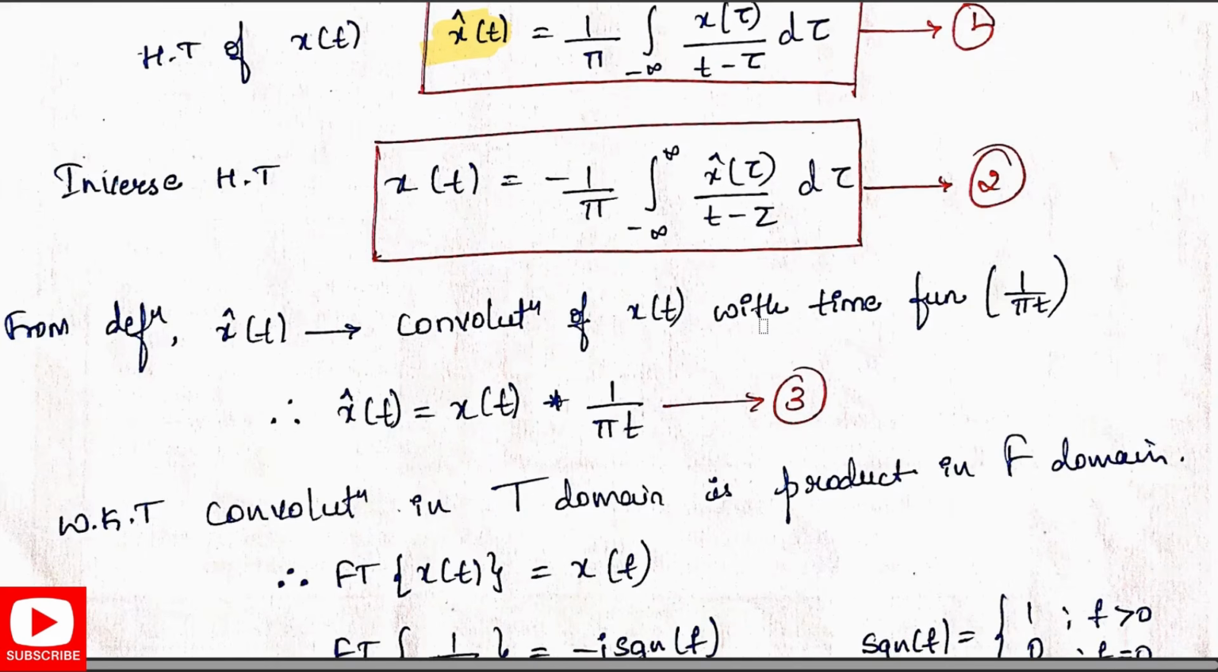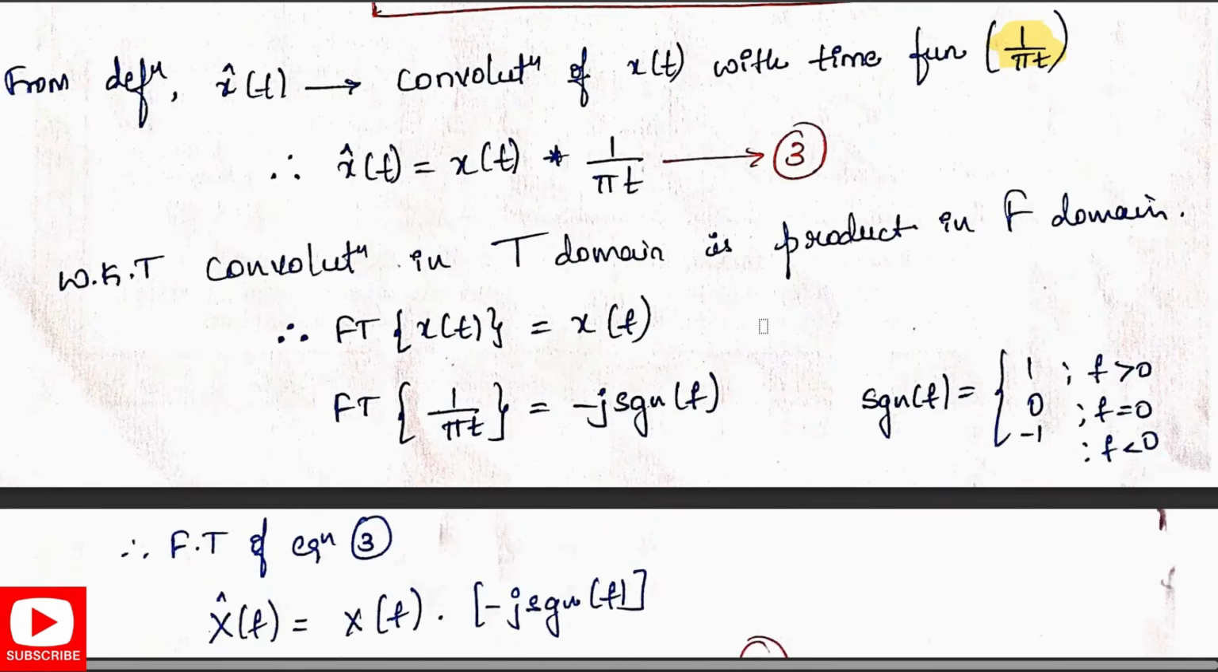Next, from the definition of x cap of t, it is the convolution of x(t) with a time function, that is 1 by pi t. So you can write x cap of t as x(t) convolved with 1 by pi t. Consider this as equation 3. Next, we know that convolution in the time domain is a product in the frequency domain. Similarly, the Fourier transform of 1 by pi t is written as minus j signum function of f. This signum function is 1 if f is greater than 0, 0 if f is equal to 0, and minus 1 if f is less than 0.